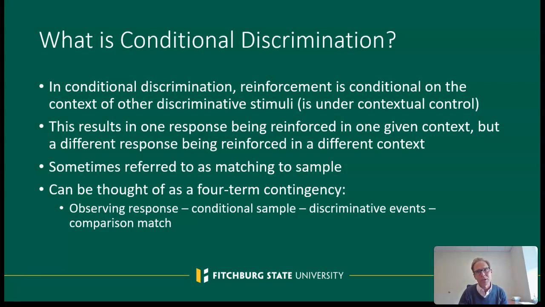And now let's say when the light turns green, a peck on the left disc gets food and a peck on the right disc does not. But if the light turns red, then a peck on the right disc gets food and a peck on the left disc does not, okay? Now we're getting a conditional discrimination, okay? Because depending on what's going on after that attending stimulus, depending on what the discriminative stimulus is that comes next, determines which response is going to result in reinforcement.